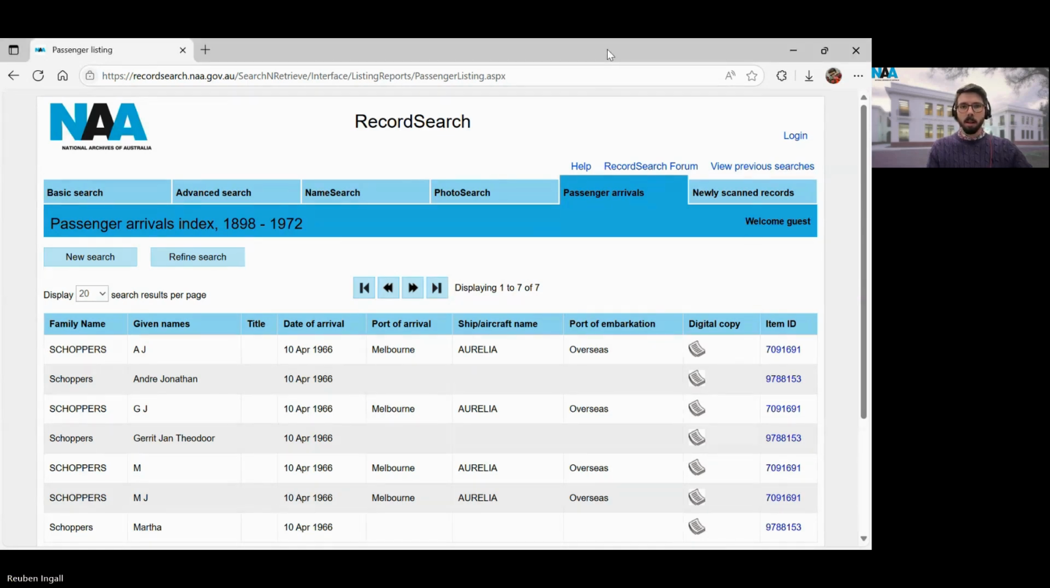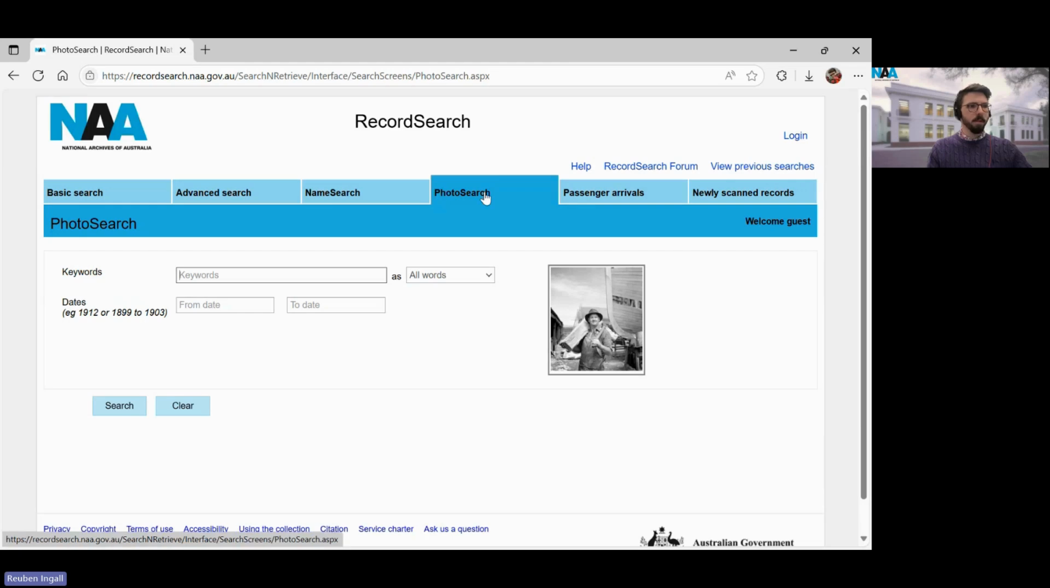The last thing I'll talk about is photo search. Keep in mind that photographic records still show up in the results for other searches under basic and advanced search and so on, but this is a convenient way of searching only the photographic collection. So you can try names, places, topics. Let's just do a test here for Moresby.